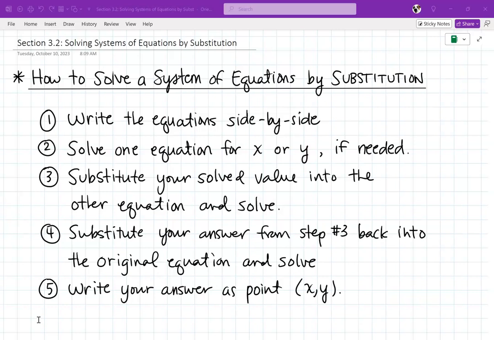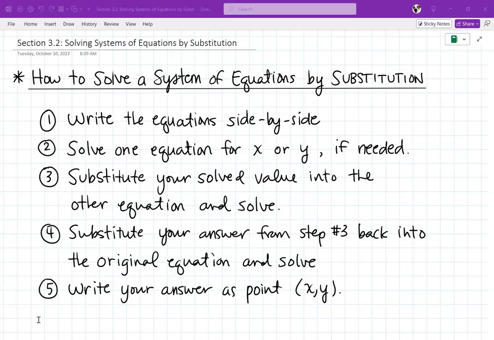Okay. But there are some steps. Some of them are not required. You can see step 2, I put "if needed." But step number 1, you're going to write the equations side by side. Not really a math step. It's just more of a step that's going to help you keep your work in order, because we are going to kind of swing information back and forth. So write them side by side.